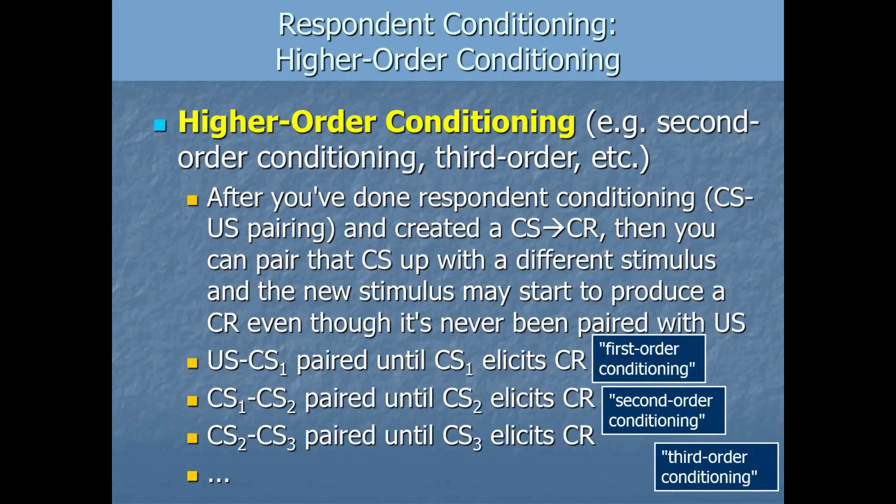Theoretically, you could keep going, but in general, there is a limit to how much associative power can be passed through a chain like this. After all, if you think about it, CS3 has never been paired with the US, nor has CS2. It never gets matched up with the unconditioned stimulus, the thing that we naturally have a reaction to. So it's kind of amazing that they could be eliciting responses related to that US just through the intermediate steps of other associations. At some point, that connection is just going to get stretched too thin to cause much of a response. But we can at least get a couple steps. Second order and third order conditioning are pretty common.